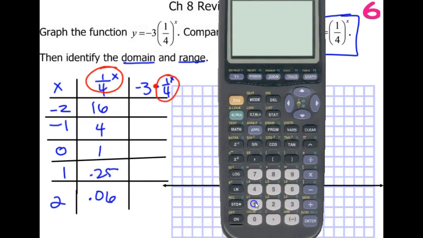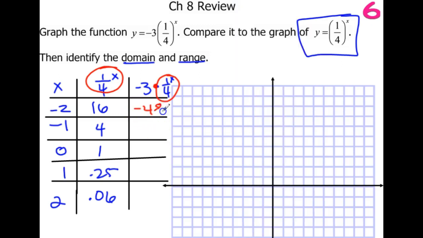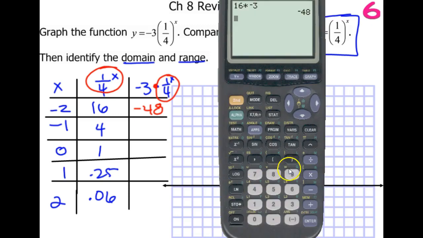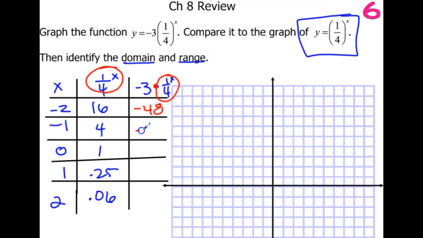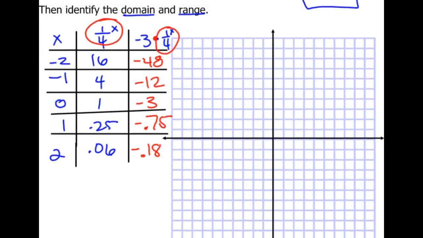So 16 times -3 gives me -48. I know I'm not going to be able to graph that one. 4 times -3, you should know this one, -12. 1 times -3 is -3. 0.25 times -3, a quarter, 3 times would be 0.75. And then 0.06 times -3, I know it's negative. 6 times 3 is 18, so it's going to give you 0.18. So now we just need to plot our points.